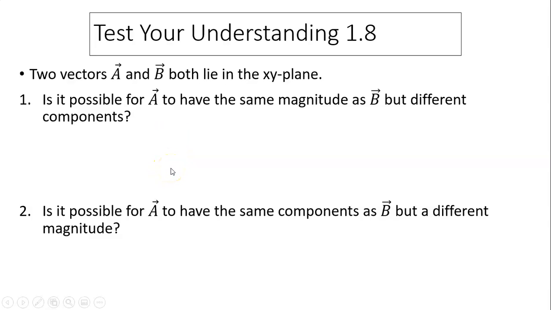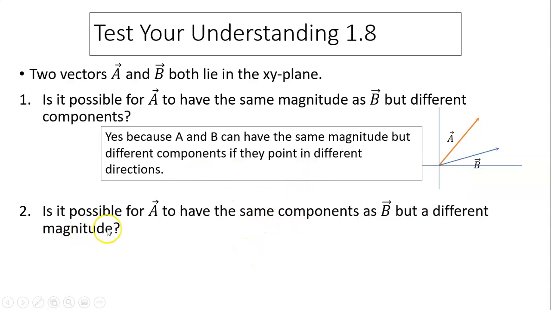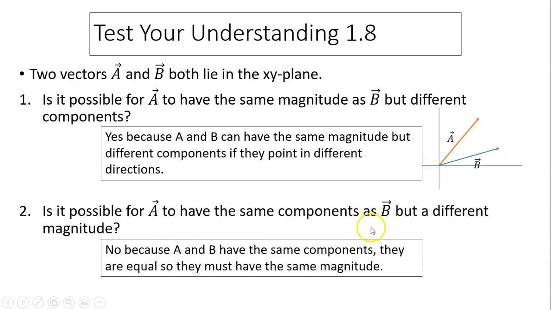Two vectors A and B both lie in the xy plane. Is it possible for A to have the same magnitude as B but different components? Let's take a look. So here's x and y. These two vectors have the same magnitude, but their components are different, so it is possible. Is it possible for A to have the same components as B but a different magnitude? If AX equals BX and AY equals BY, they must have the same magnitude, so that's not possible.